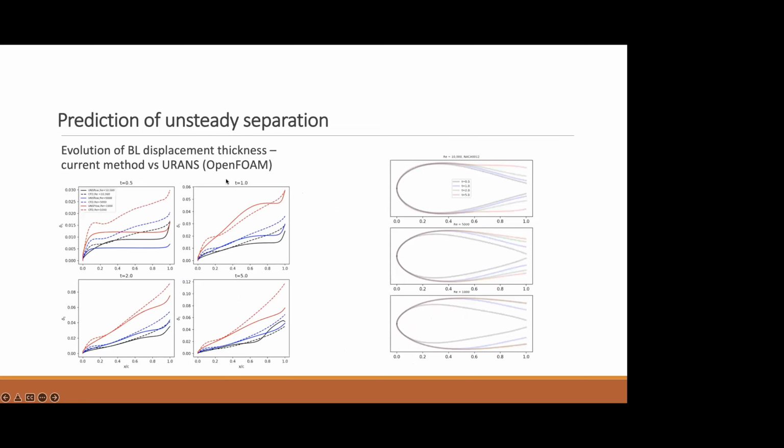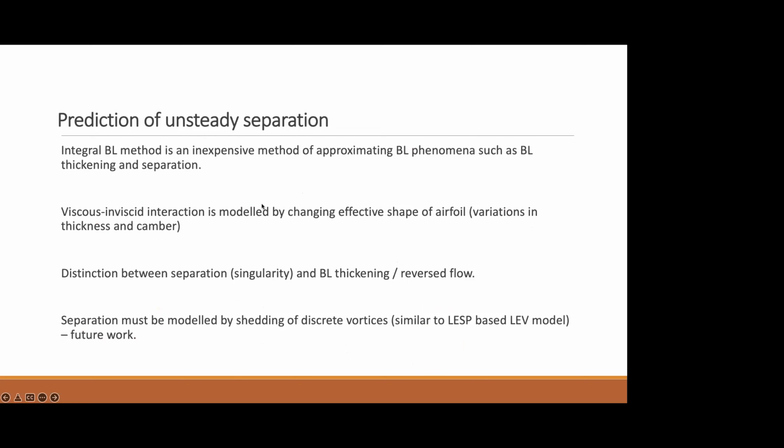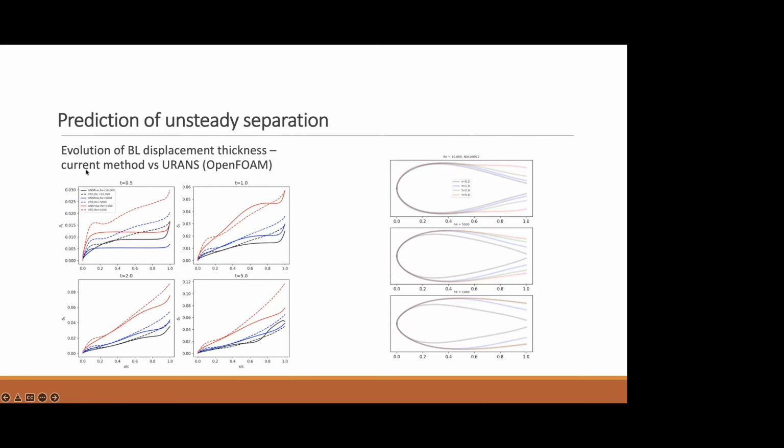So here's another demonstration of how exactly this method works. Here we are comparing against unsteady RANS, which was performed in our group in OpenFOAM. We are looking at a NACA 12 airfoil again at 0 angle of attack, and we are looking at Reynolds number 10,000, 5,000, and 1,000. So we have time equals 0.5, time equals 1, time equals 2, and time equals 5.